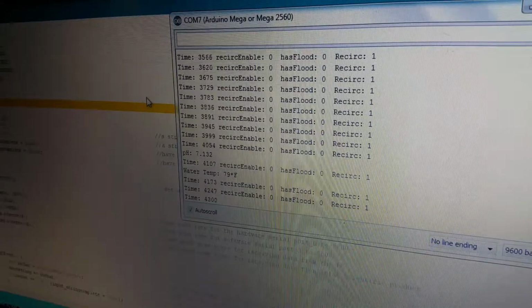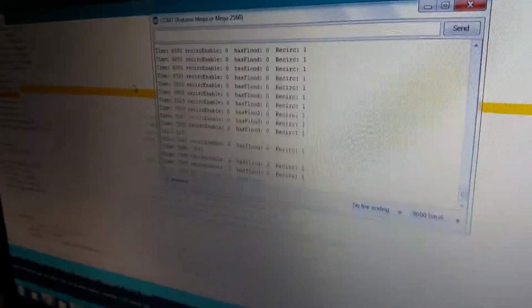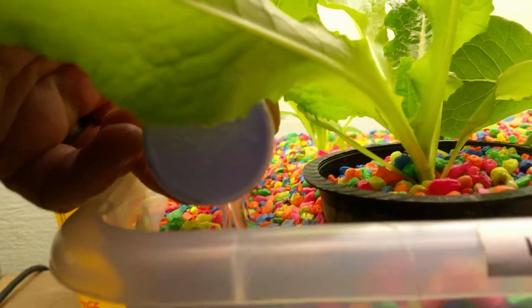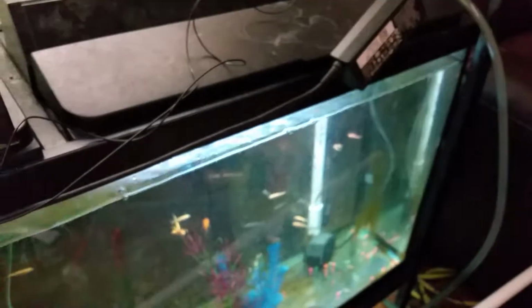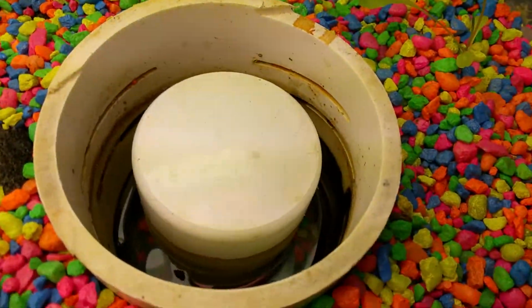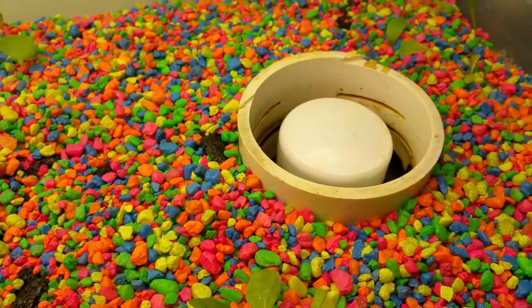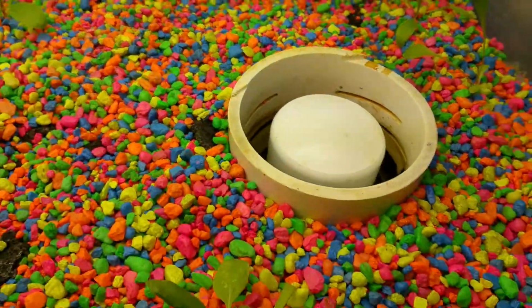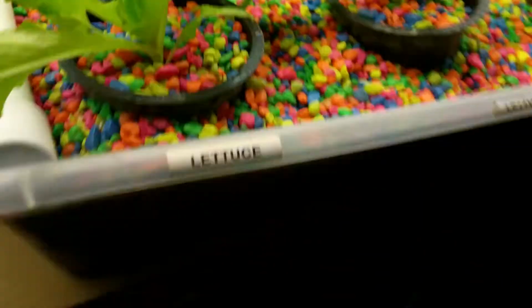Recirc at one, so there's no water coming out of the discharge. Has flood is zero. Recirc enable is zero, so it's not recirculating. The water is coming into the grow bed. Because the recirc valve is closed, the water gets pumped up. It can't go through the recirculation valve, so it's forced upstairs. When it sees water flowing out of this discharge pipe for 15 of those counts, which is about half a second or so, maybe a little faster than that, and the water gets up to the top and starts flooding, it'll recirculate, and it'll do it again.